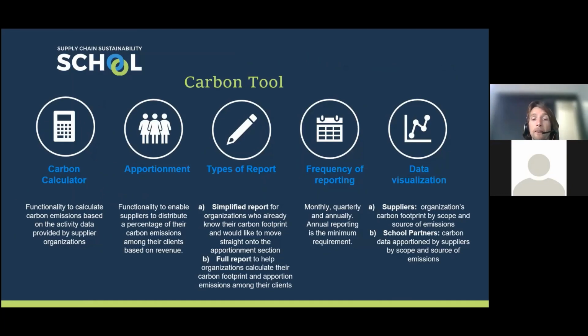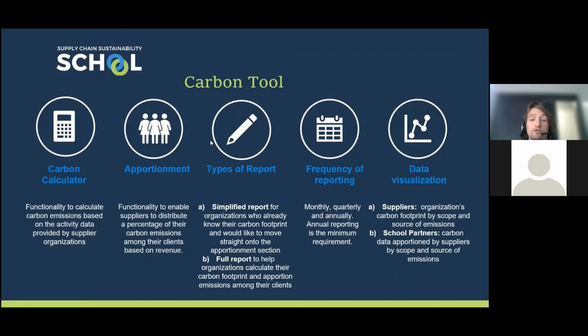So there you go. The key features of that system is that it's free. It allows that apportionment piece that I talked about. If you already know your carbon emissions, you can just enter the amount. If you don't know them, the system will help you calculate. It will tell you what data you need to be collecting. It enables you to decide the frequency of reporting, whether you want to report monthly, quarterly, or annually. I would recommend that you do it at least quarterly, if not monthly.